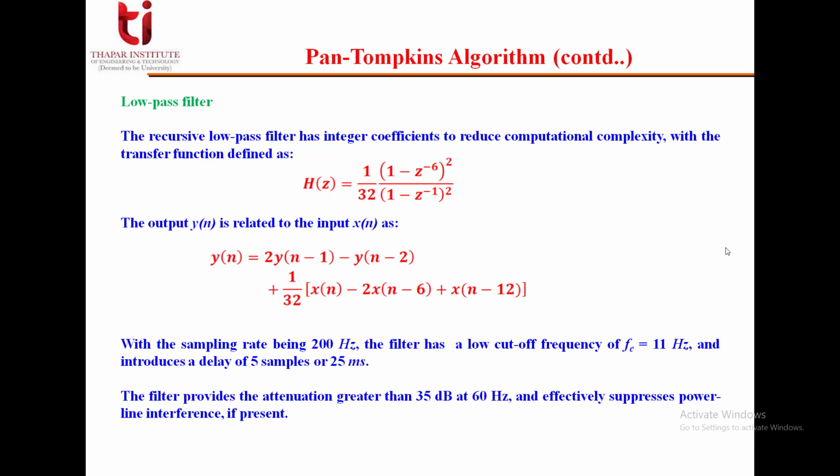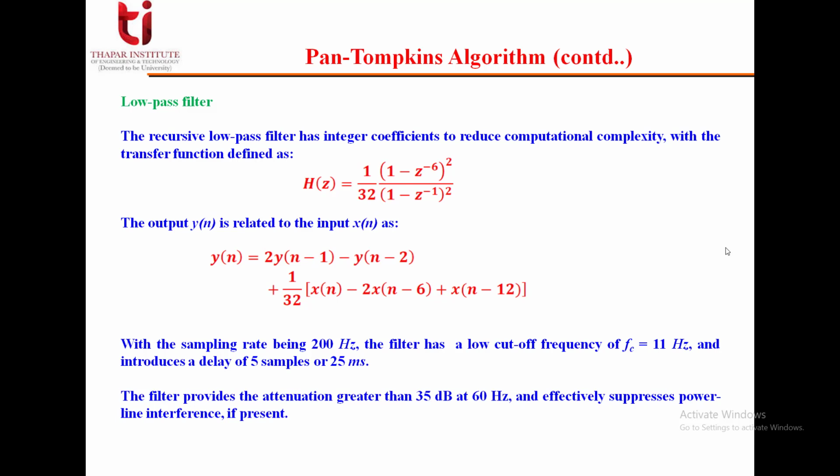Basically what we have done in this is, you can see we have implemented the square. So in the numerator you will get 1 plus z raised to power minus 12 minus 2 times z raised to power minus 6. Similarly, we have done in the denominator. So you can get the equation as this.